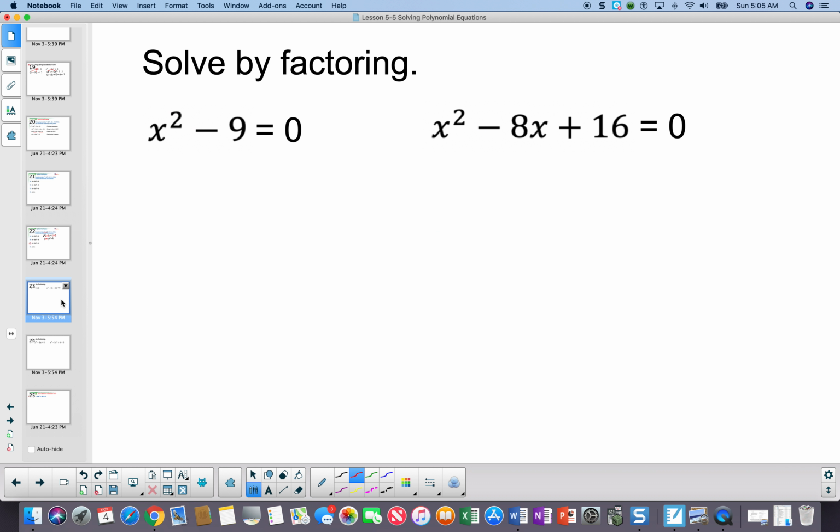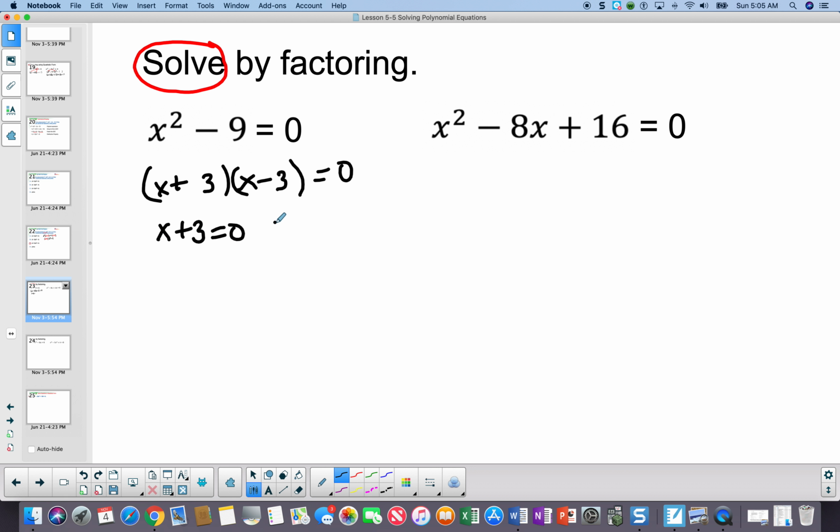Okay, now there's a new word we're using here, and that is solve. Before, all I've been using is factoring. So these are similar problems to what I just worked, but now we're going to solve, which means we're going to find what x is equal to. We have an equation now. So I'm going to factor the difference of two squares, split up the x, and since this is a product that's equal to 0, I'm going to set each factor equal to 0. And so I'm going to get x is equal to negative 3 and positive 3.